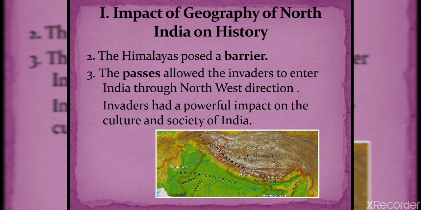Himalayas have acted as a barrier. Barrier means like a wall and stopped people from conquering this land. But the passes allowed travelers and invaders to enter India through the northwest direction. Yes, children, we have already discussed this in the previous video about some dynasties, for example, Turkish dynasty, Mongol dynasty, Afghan dynasty, and Tughlaq dynasty. These invaders had a powerful and long lasting effect on the culture and society of India.